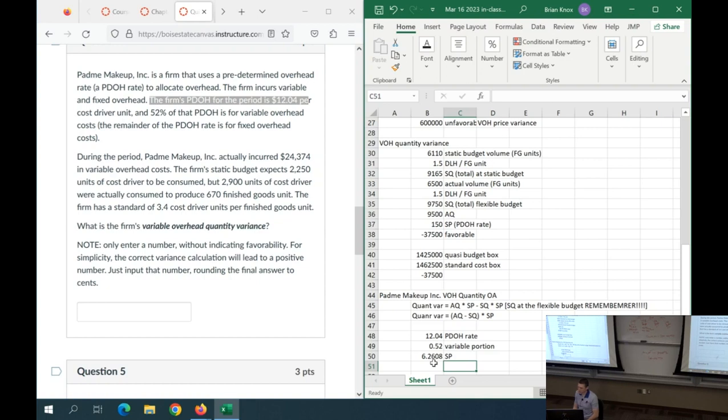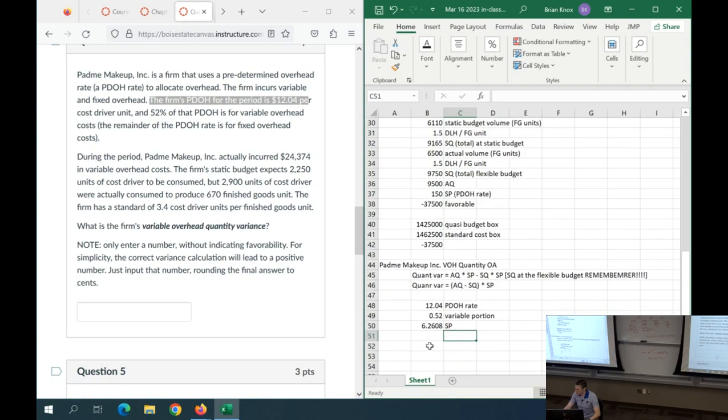Right away we've got standard price, which is going to be important because that's one of our inputs to the equation. Either way, we've got SP in here somewhere. So we got one of the three we need. During the period, Padme Makeup Incorporated actually incurred $24,374 in variable overhead costs. I'm going to ignore that sentence because that's giving me information about the actual cost. That's the box right here. And I am calculating quantity variance, as the bolded question stem says. So I only care about these two boxes. I'm going to ignore that sentence.